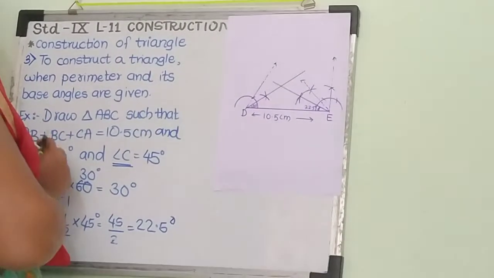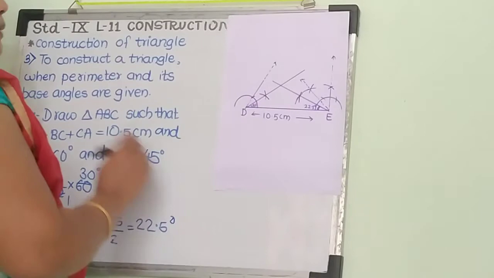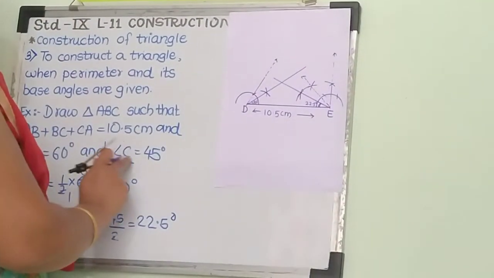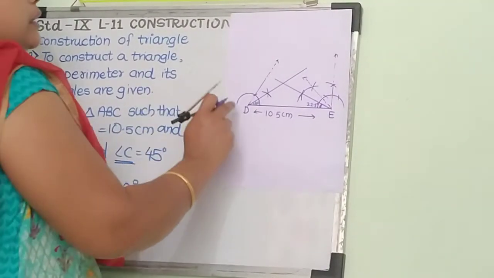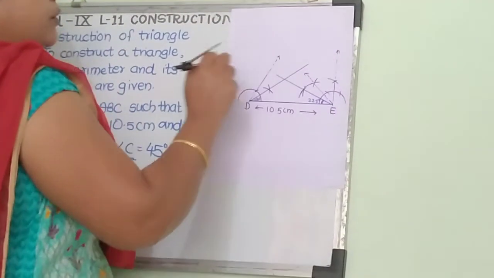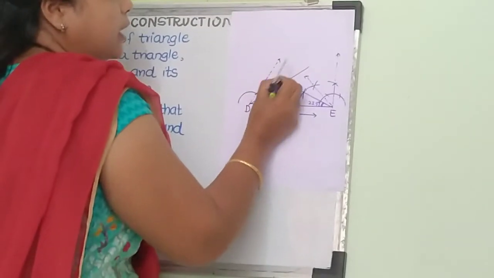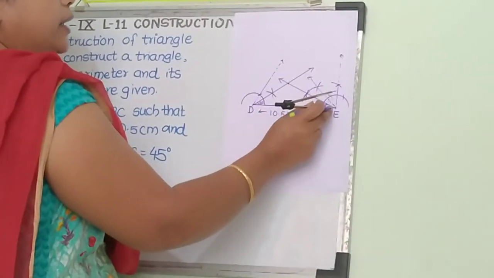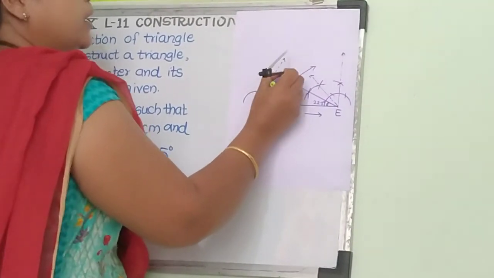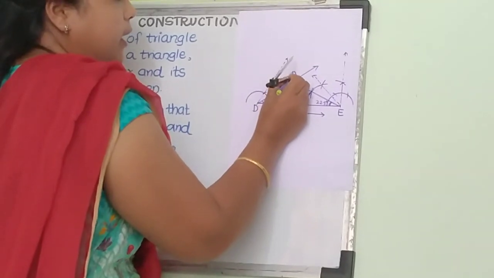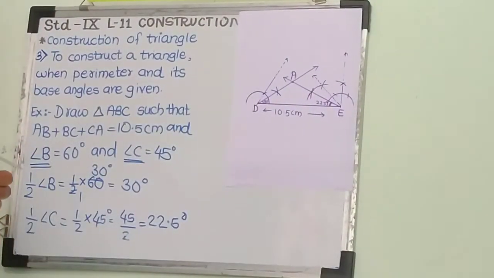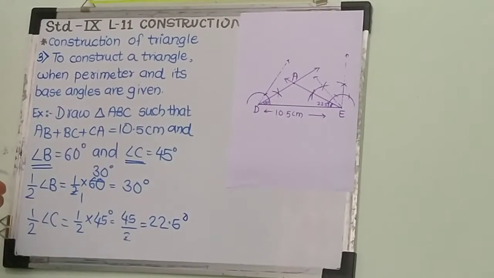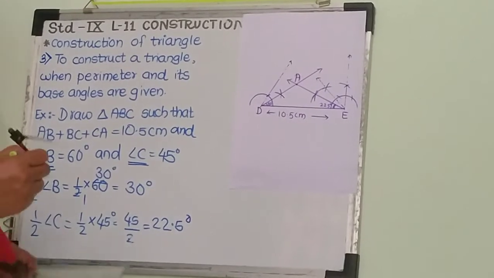Now here the base is BC. Other than BC, because here angles B and C are given, the remaining vertex of the triangle is where the 30 degree ray and the 22.5 degree ray meet. So here we get the one vertex of the required triangle ABC, that is A. Now once we get A, what do we have to do?